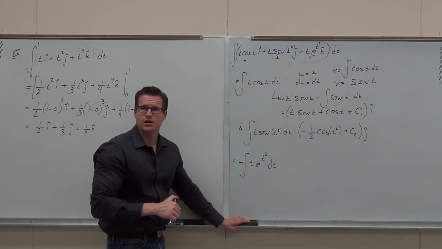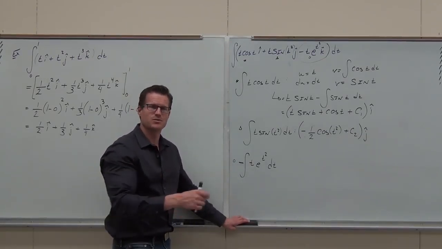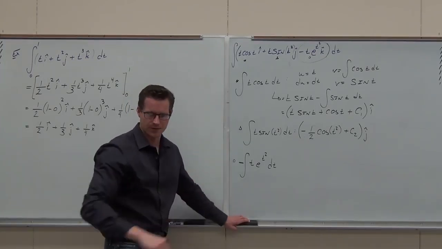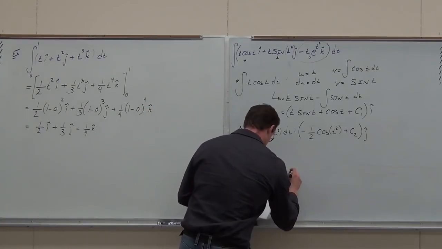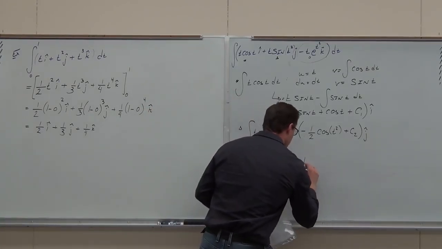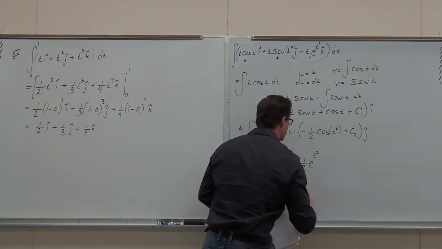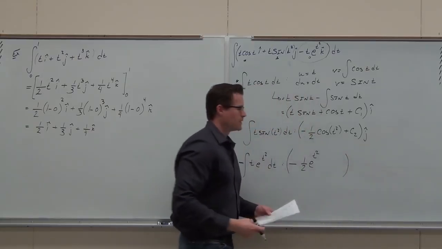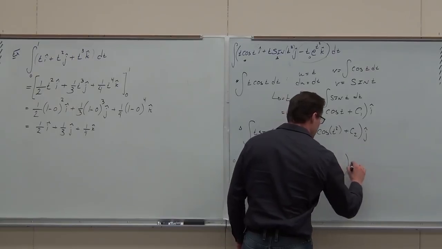That one's another u sub. What would your u be? What is that one? Yeah, the derivative is 2t, so we should have a 2 floating out there somewhere. Our answer here is negative because of that negative, 1/2 e to the, what is it, t squared? But then this plus c doesn't have to be the same as these ones either.